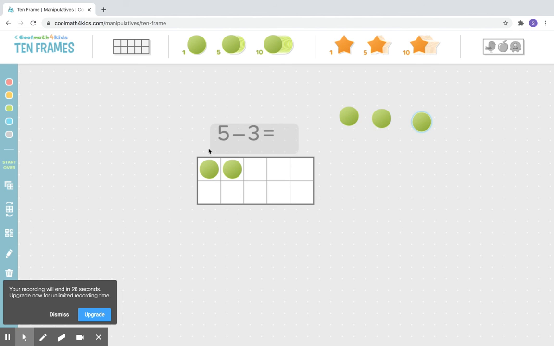Using this website for the first time and practicing using the 10 frame can be tricky at first, so I will allow my students to work with a partner the first couple times they use this website to solve addition and subtraction problems when using a tens frame to help make accommodations to students that may need extra help.